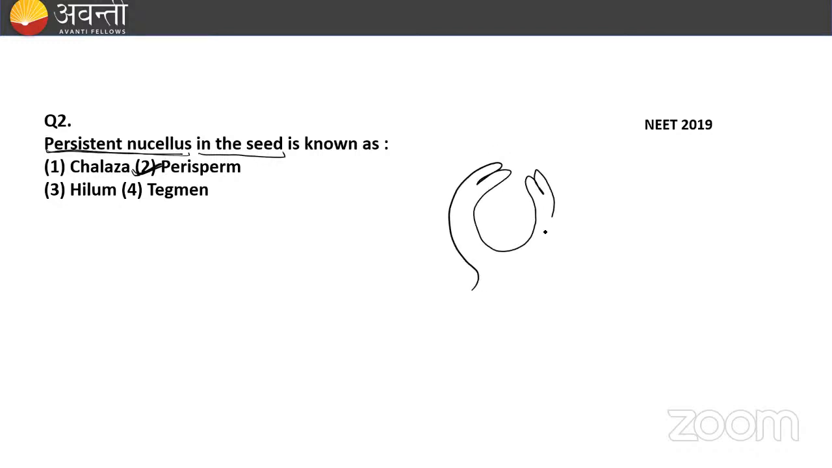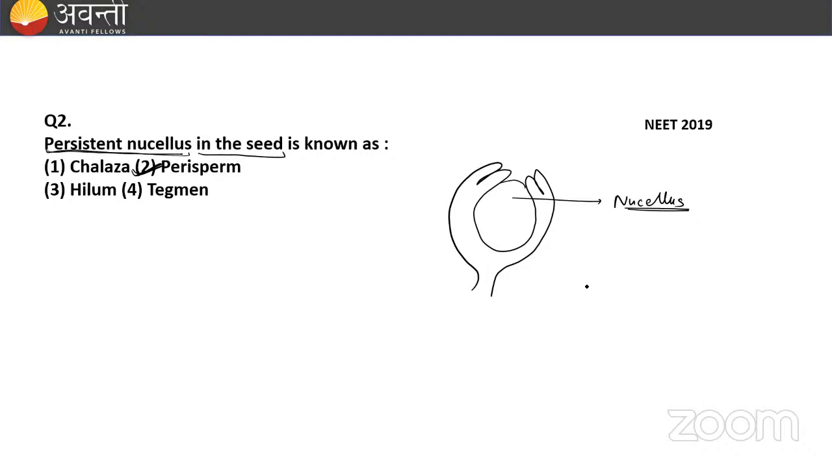Let's say this is the ovule. Inside the ovule, nucellus is present. The main function of the nucellus is to provide nourishment to the megaspore mother cell. So generally, in the majority of cases, after fertilization, this nucellus starts degenerating. But in some cases, it is observed that even after fertilization, the nucellus remains persistent. And this persistent nucellus is known as perisperm.